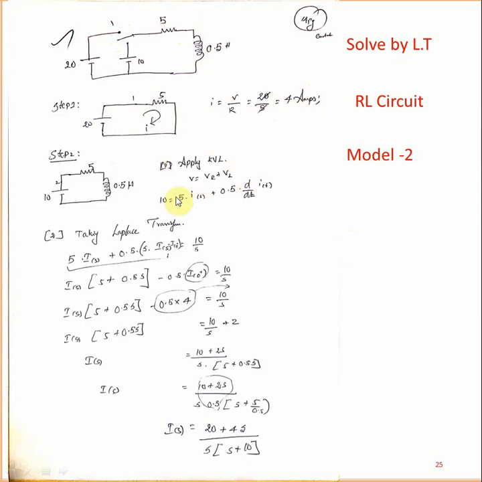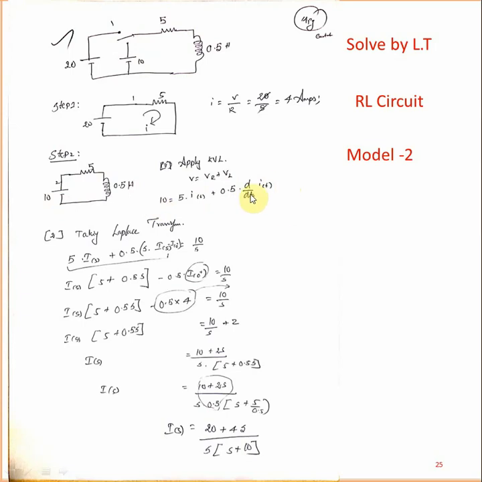Step number 1, KVL. Here only switch B is considered closed. In that case I want to redraw the diagram and apply KVL. V is equal to VR plus VL. Then V value 10 is equal to 5 I into R, so I into R is 5, plus L into di by dt, where L value into d by dt of I of t. So this is the KVL.